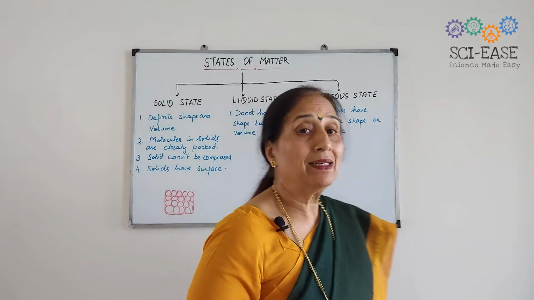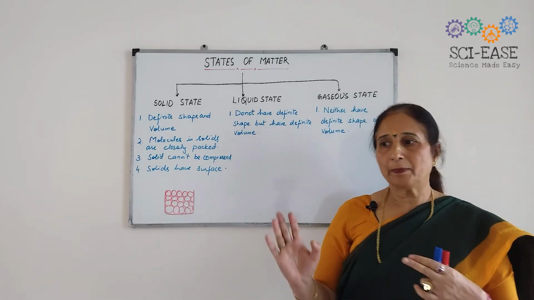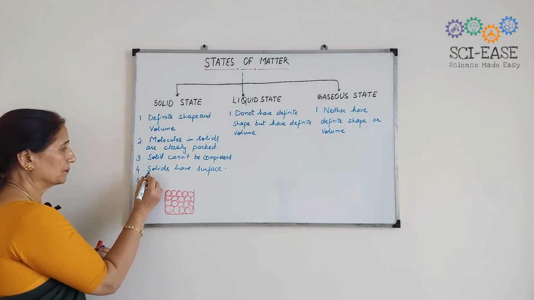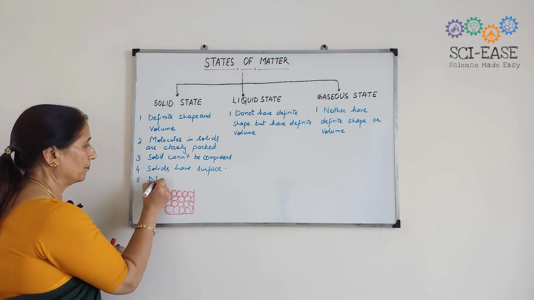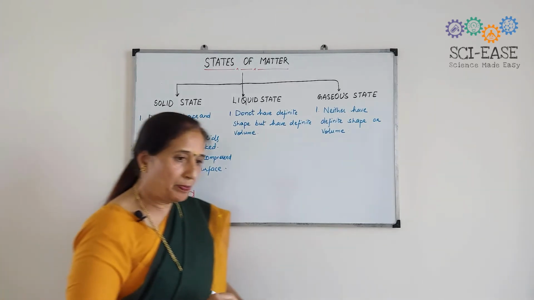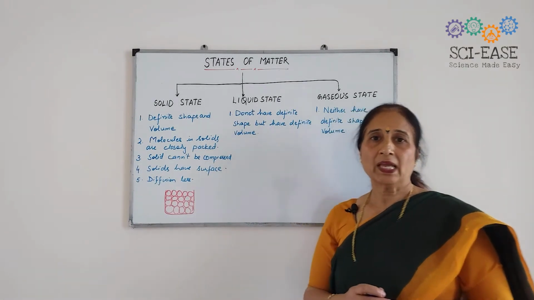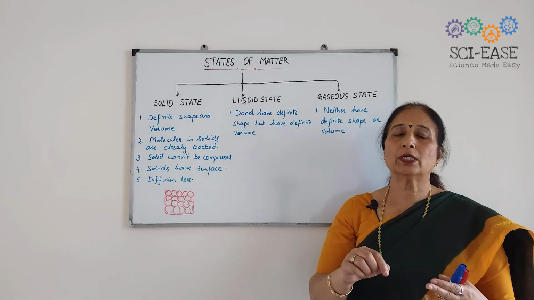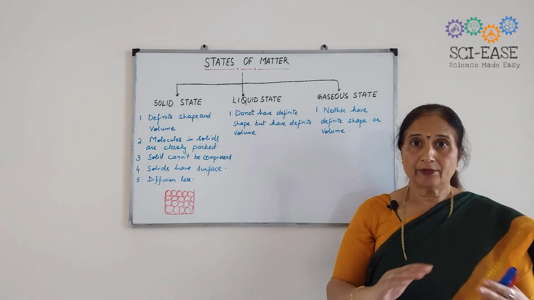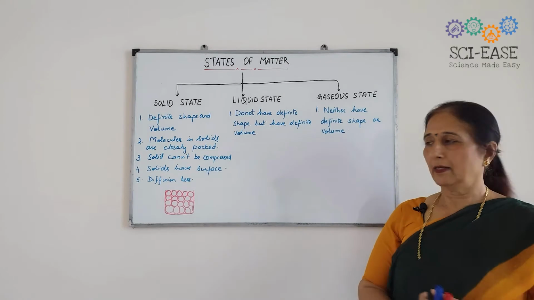Next point is about diffusion. Solids can't be diffused with one another. Diffusion is less. But a solid can be diffused in water. Like I have told you, when we put a crystal of KMnO4 or potassium permanganate in water, it will diffuse in water. It will take some time, and then the whole solution will become purplish pink in color.